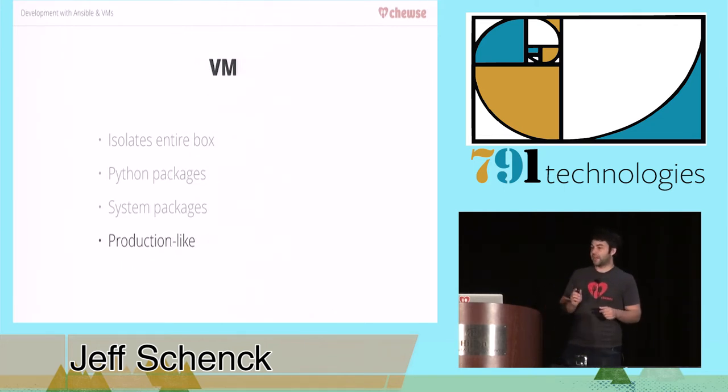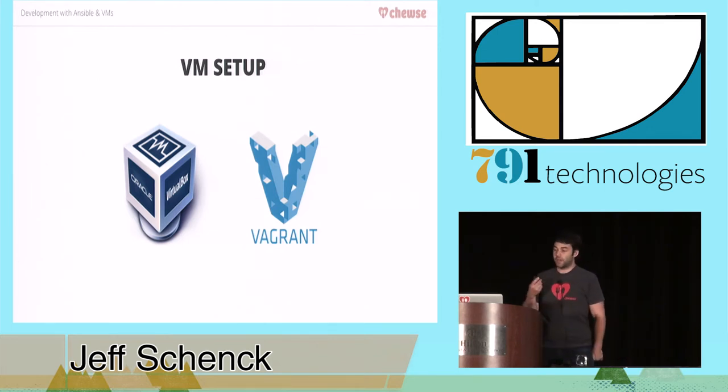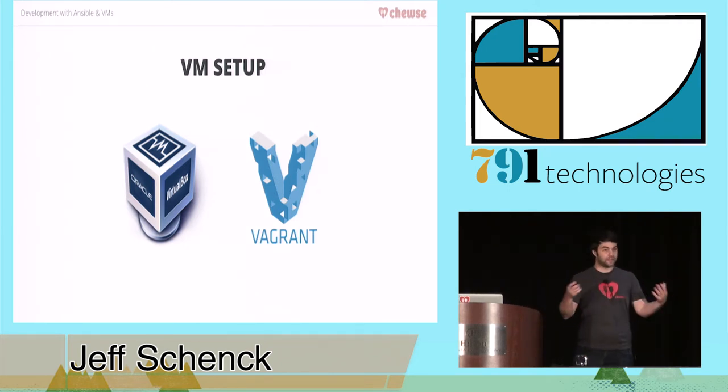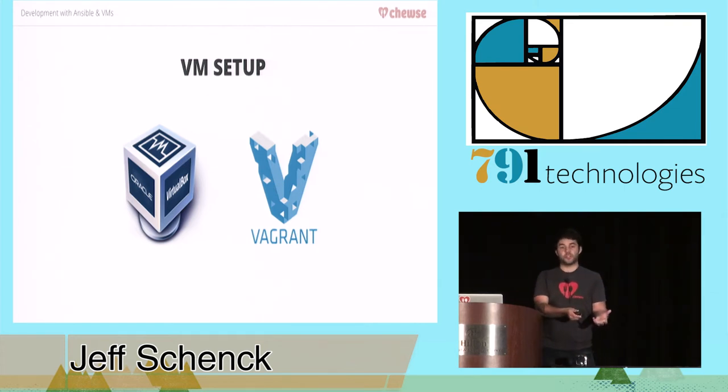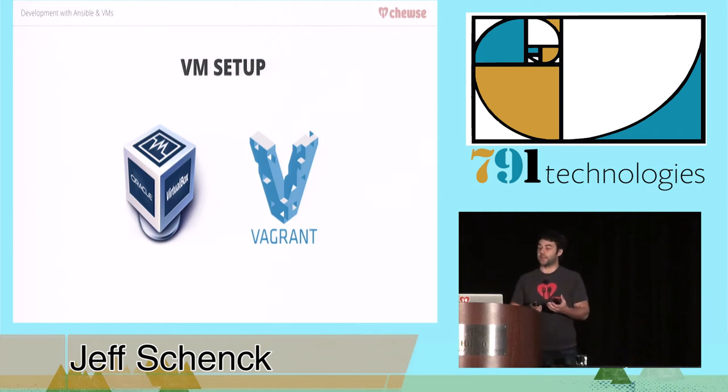So that's VMs. Let me talk you through what our setup is. There are a number of different ways to do this. I'm going to walk you through what we do. We use two tools here. One's called VirtualBox and the other is Vagrant. They're both free and open source and really wonderful, and allow you to virtualize pretty much anything. VirtualBox is the thing that actually runs the virtual computer, the virtual machine, and Vagrant provides some really nice command line interfaces to working with VirtualBox. I'll show you what that looks like.